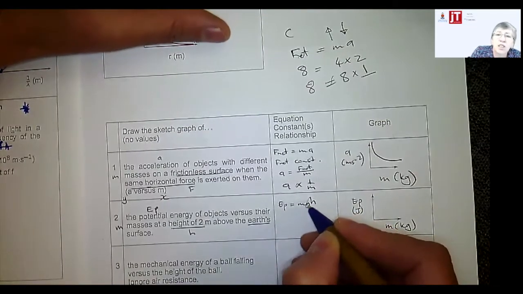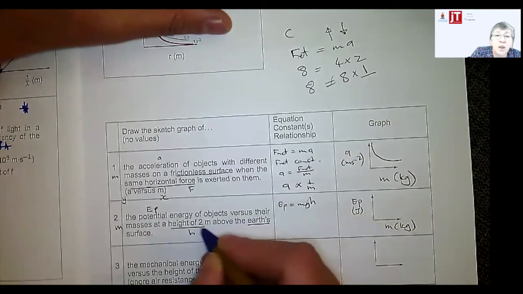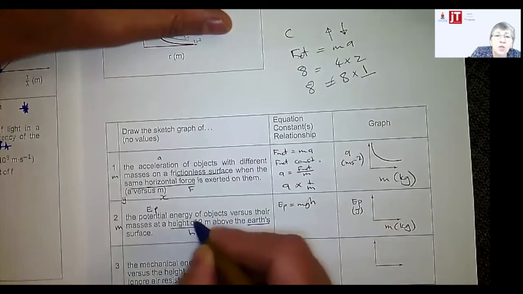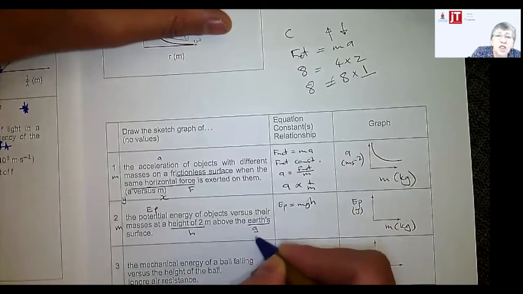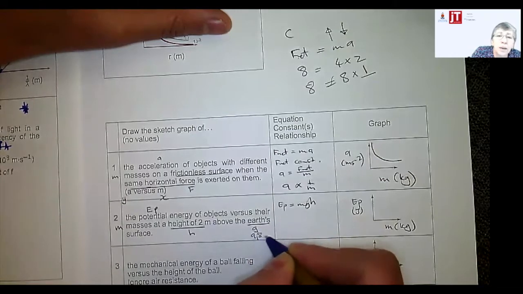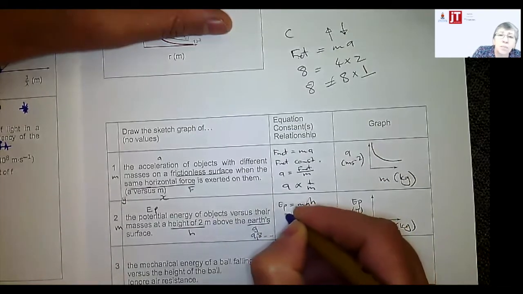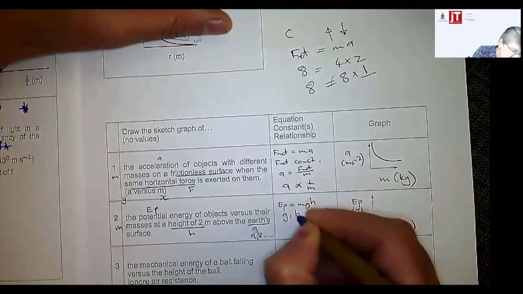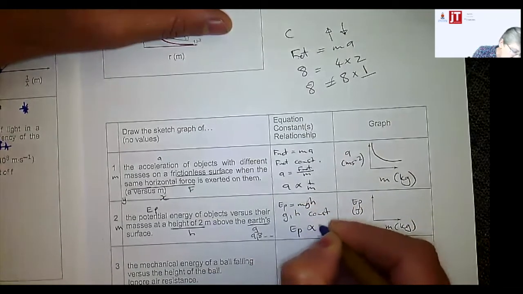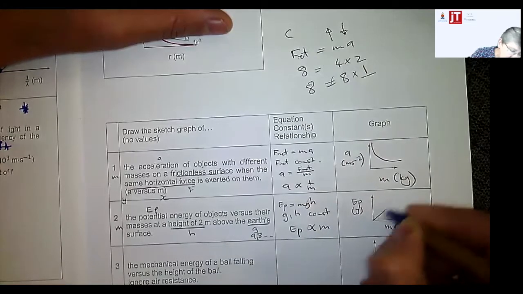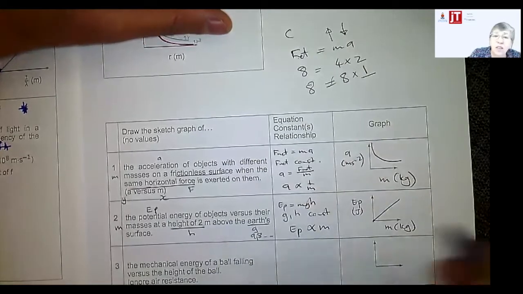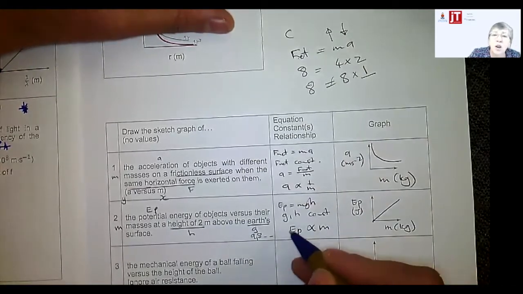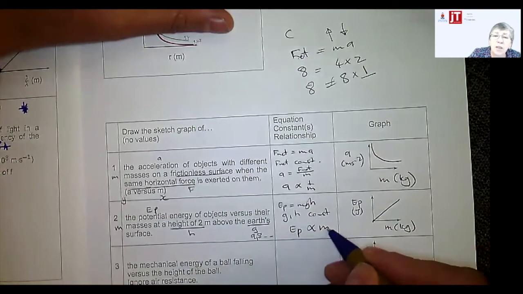Okay, and EP and M. H is already constant. Now, what about G? Now, if you are on Earth and you are close to Earth, then that G is a constant 9,8 meters per second square, right? So both G and H are constant, and therefore EP is directly proportional to mass. Straight line through the origin, right? Bigger mass, bigger potential energy. Double the mass, double the potential energy.